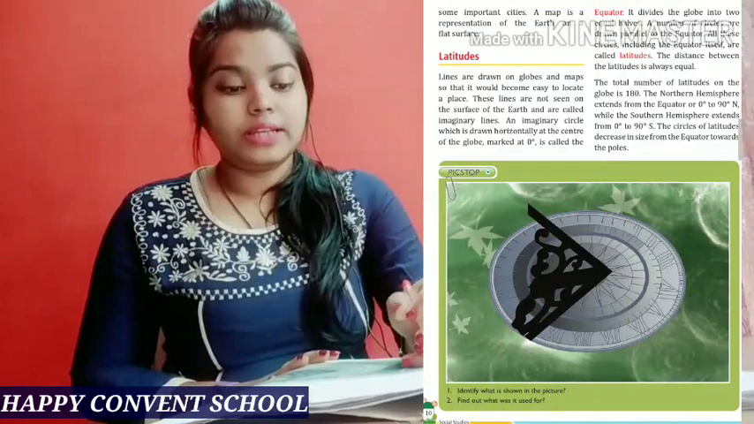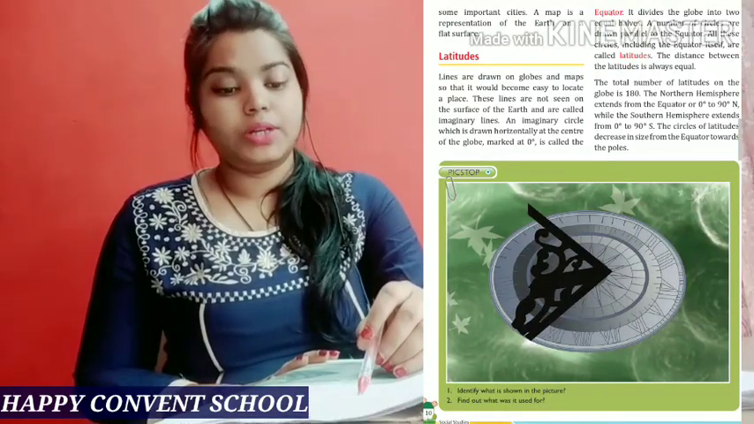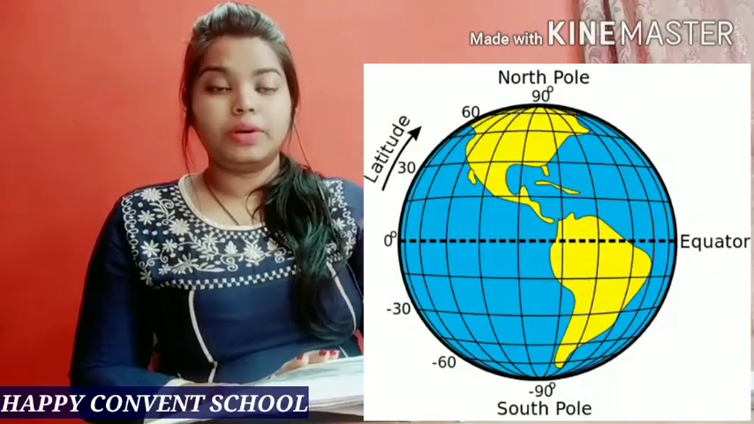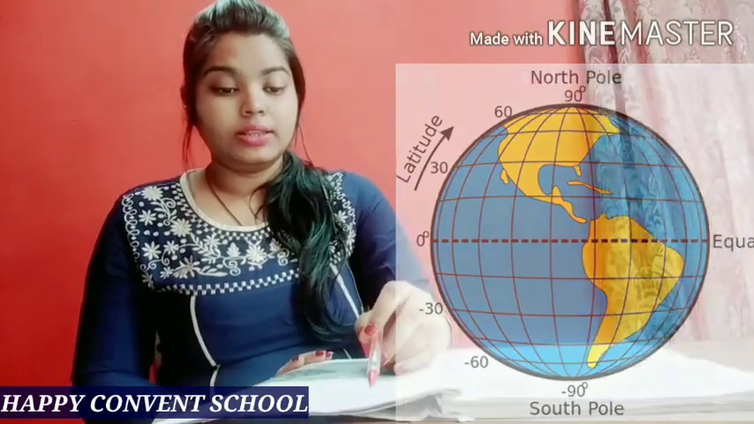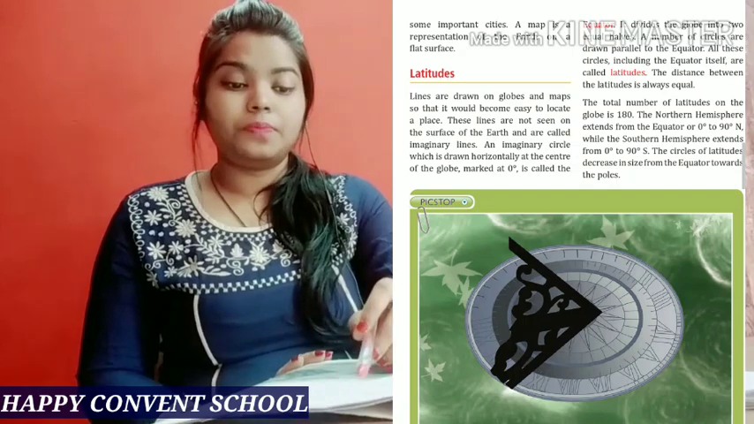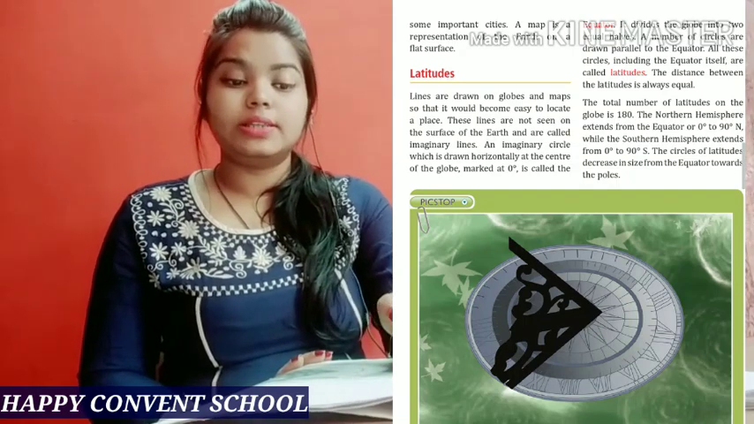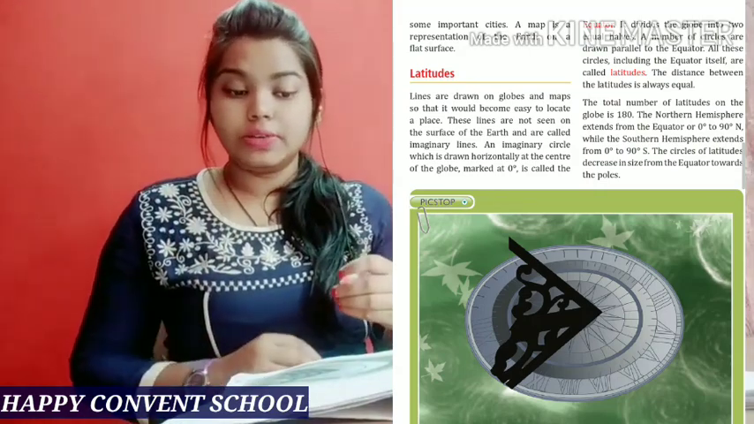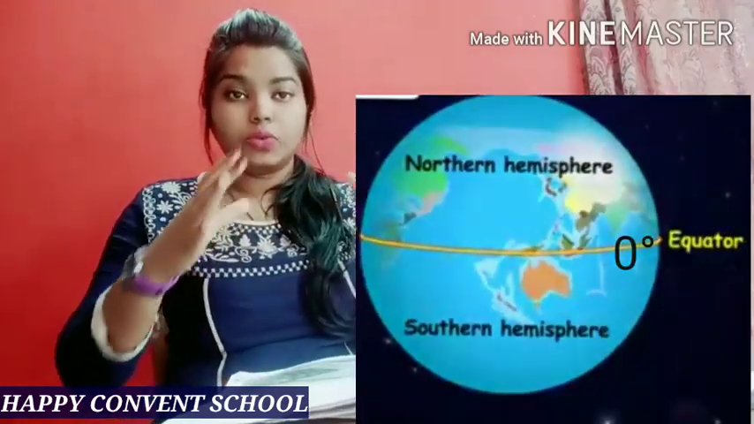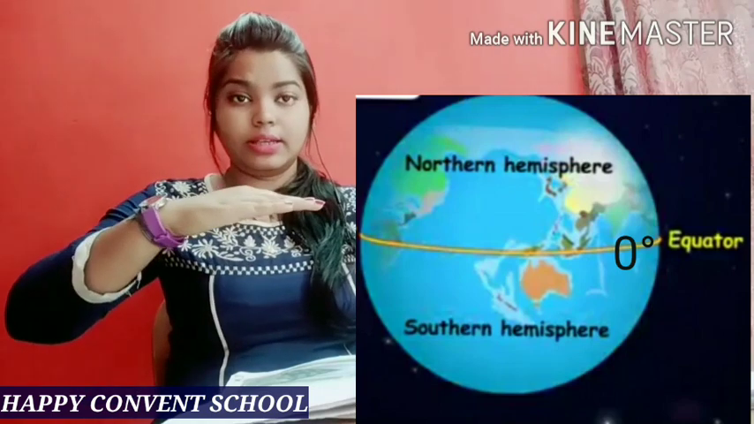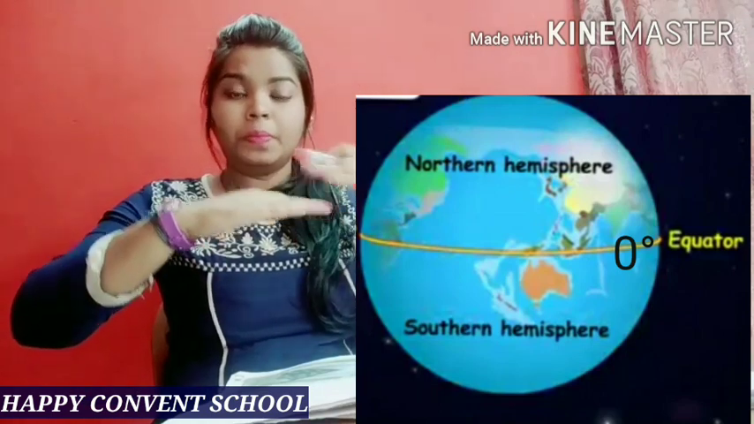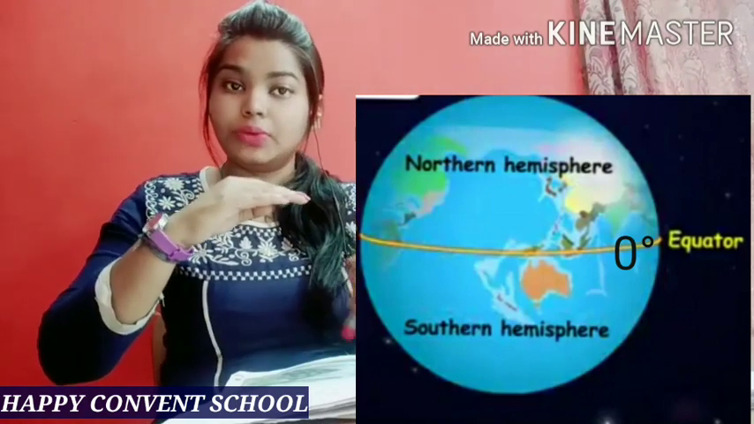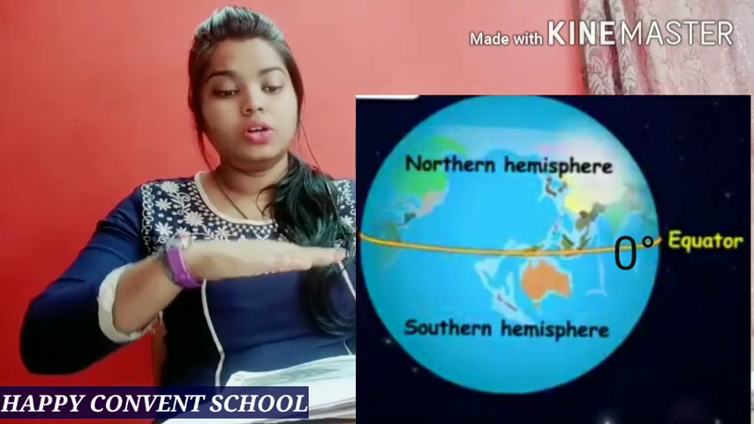The total number of latitudes on the globe is 180. So how many are there in total? There are total 180 latitudes. The northern hemisphere extends from the equator or 0 degree to 90 degree north, while the southern hemisphere extends from 0 degree to 90 degree south. If you look here, the equator divides the earth into two equal halves. The upper part is the northern hemisphere and the downside is called the southern hemisphere.